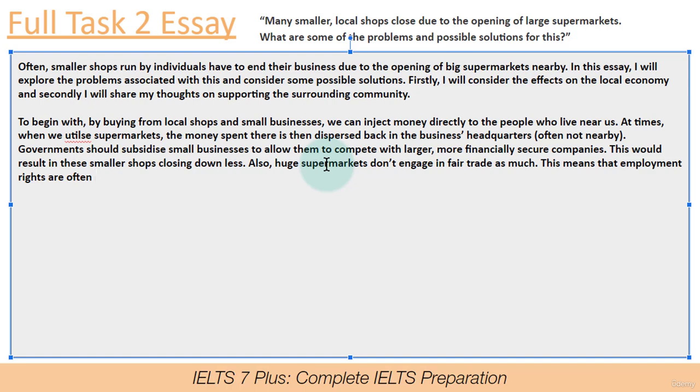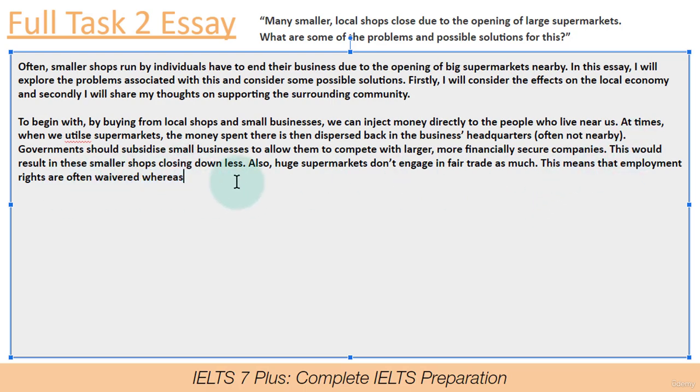I'm actually just going to write the problem here. Also, huge supermarkets don't engage in fair trade as much. This means that employment rights are often wavered. Whereas, so actually I'm going to wavered, there we go. Whereas, this means that employment rights are often wavered. So this really is my support for fair trade, my topics here. Then I'm going to do my support and a really quick result. So I have this conjunction, this linking word, whereas.